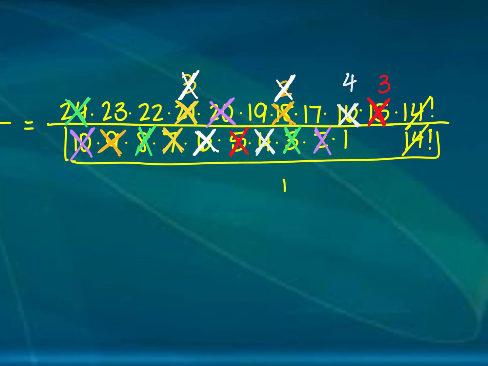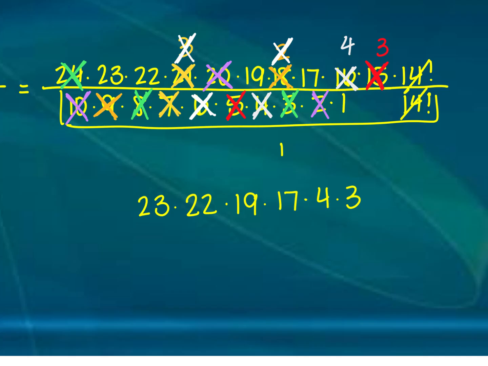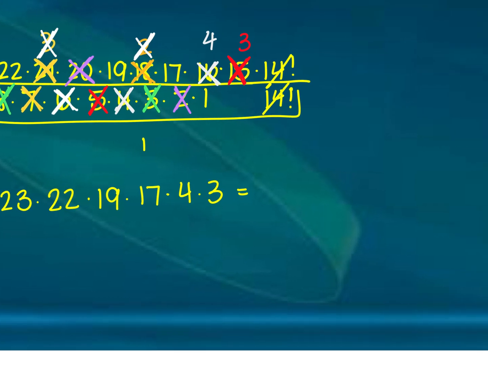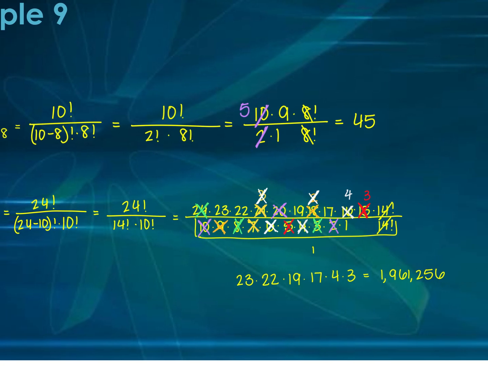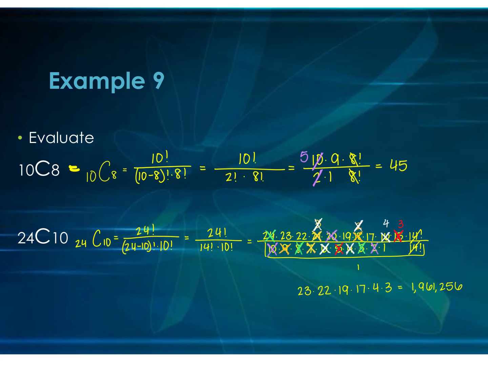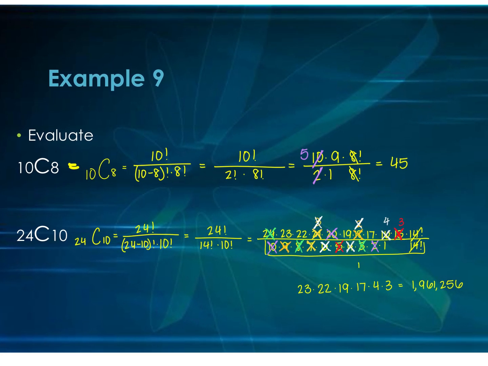So all I really now need to do is multiply what's left over. So you could plug this into your calculator. 23 times 22 times 19 times 17 times 4 times 3. If you plugged it in correctly and you solved it correctly, your answer would be 1,961,256 if you did it correctly. Okay, questions on this one? Okay. All right, do we have any questions on this?